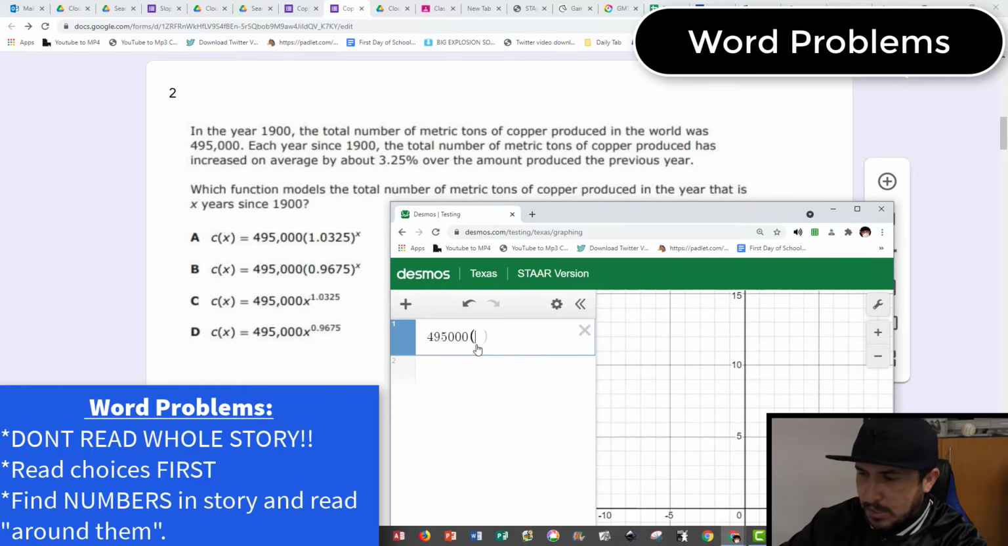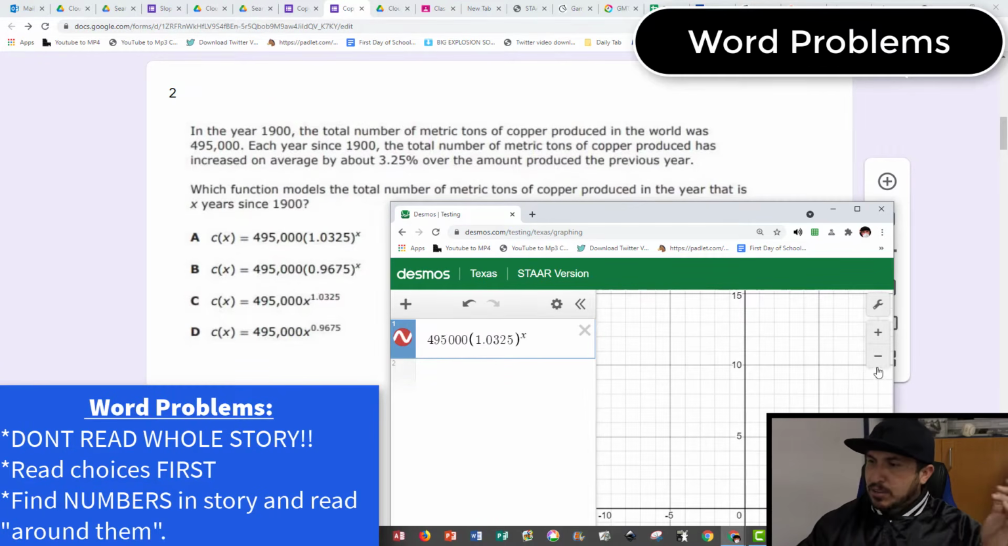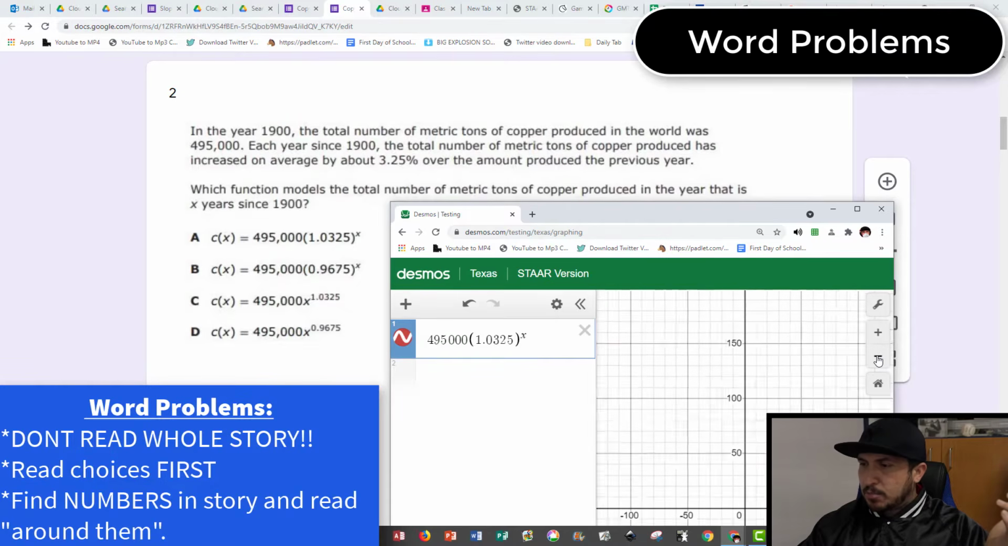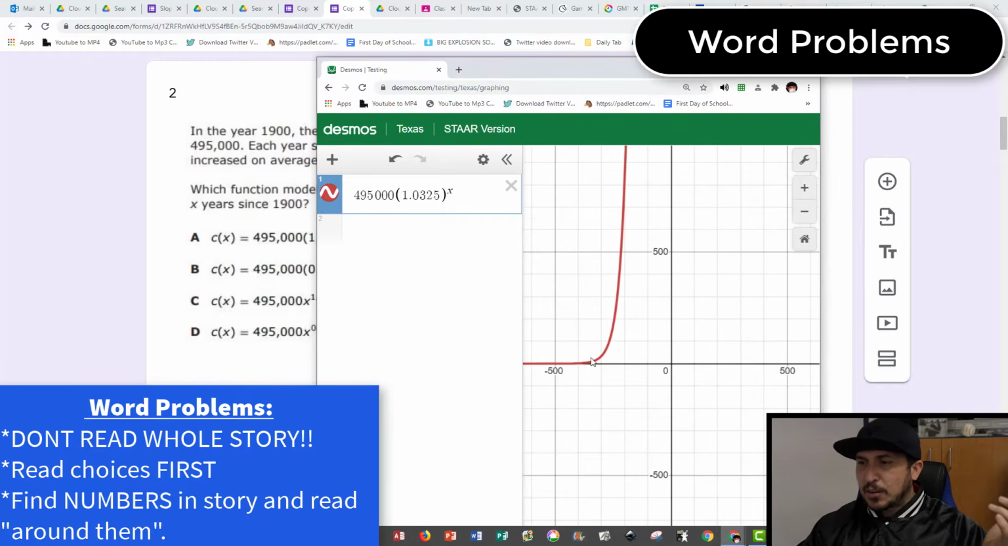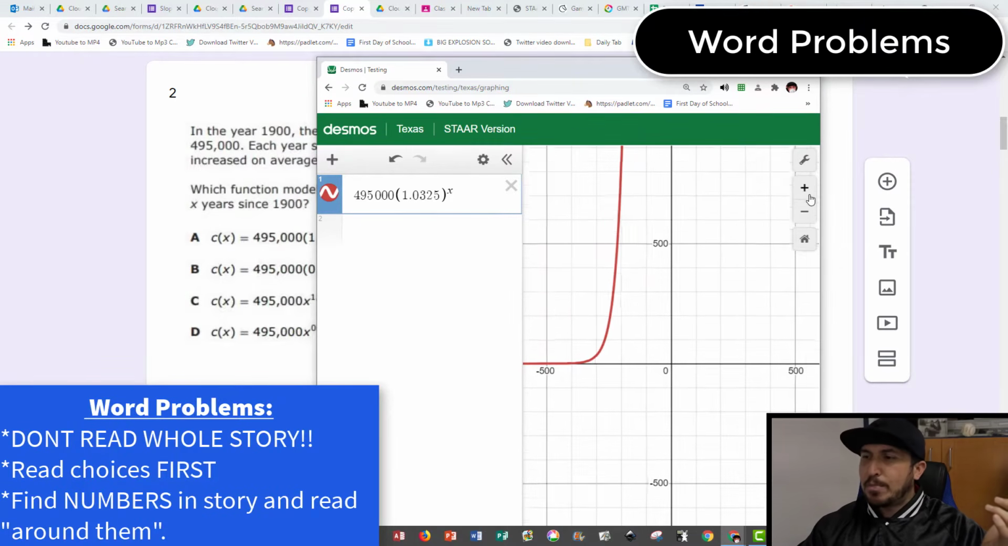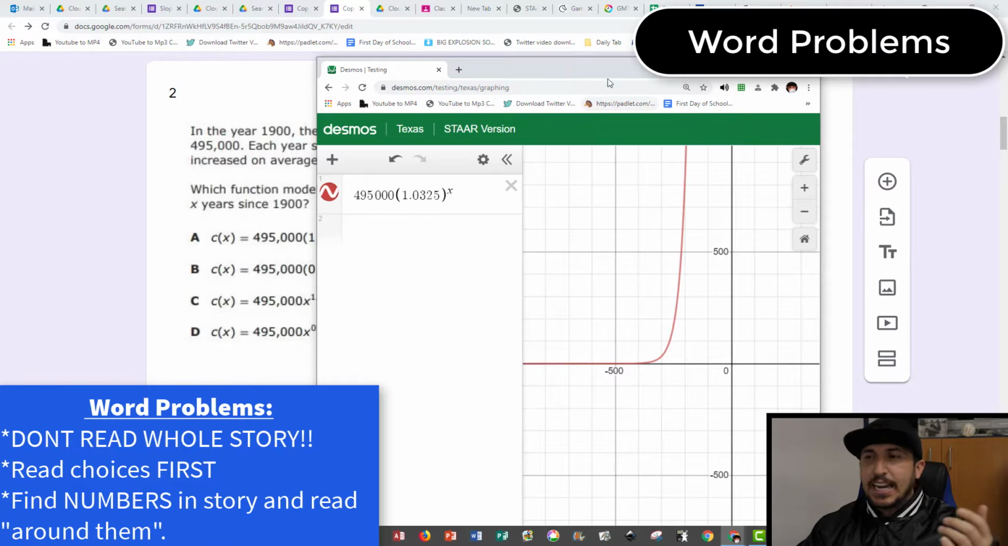495,000 parentheses 1.0325. Raise it to the x. I don't see my graph. Let's zoom out. Let's zoom out. Oh, here he is. Is this guy increasing? Holy cow! You betcha he's increasing. Yeah, he is definitely increasing.